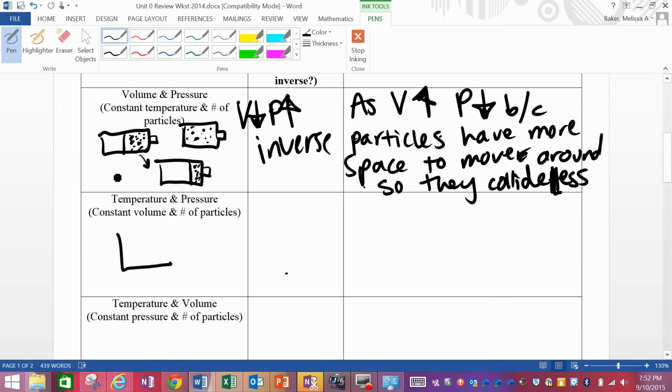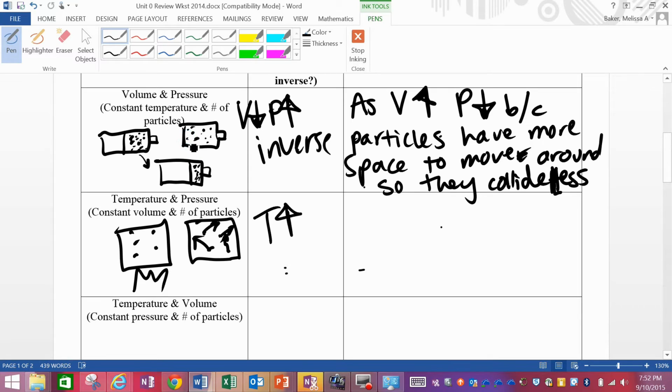What about temperature and pressure? Okay, what if you've got a sealed container? I'll just draw 5 particles. And you light a fire underneath this. The particles are going to start moving faster and faster. So they're going to be colliding with the walls more frequently, therefore exerting more force on those walls, and that's a higher amount of pressure. So as temperature goes up, pressure goes up. That relationship is direct, since they're both going up.